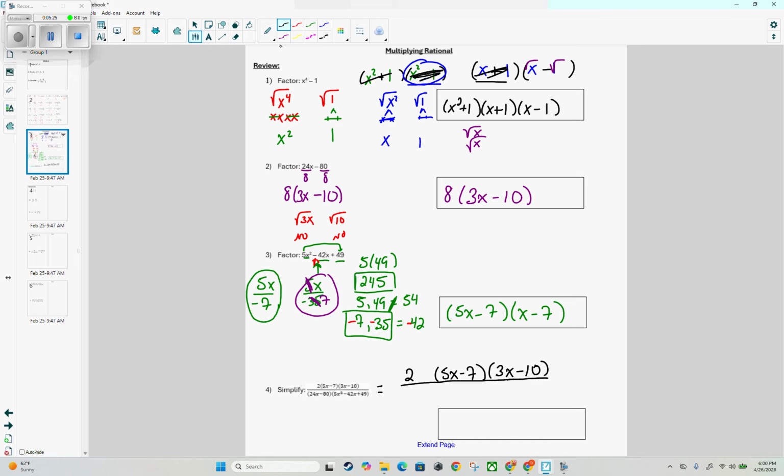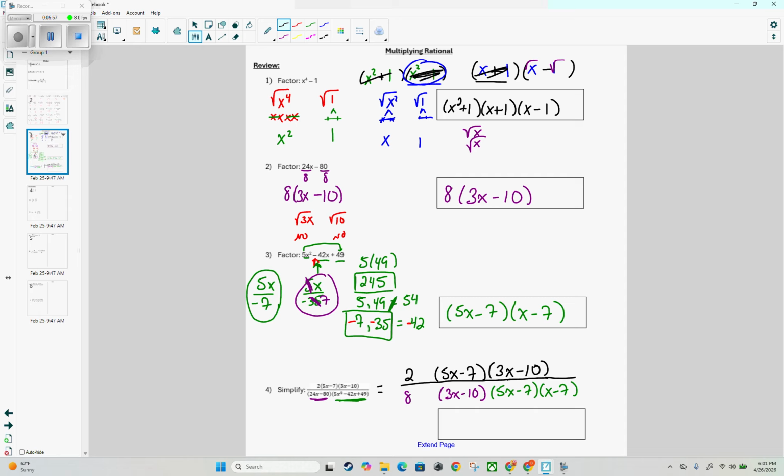Down here, these are the 2 that we factored up above. So there's 24 minus x minus 80, that was the purple one, and we were able to factor that to 8 coming out in front as a single, and then we have a 3x minus 10. And then the other one that we already factored was this 5x squared minus, so right here we did all the work for it, so I'm just going to place those green terms that we just discovered, the 5x minus 7 and the x minus 7 at the bottom. Those are the factored versions of those equations.